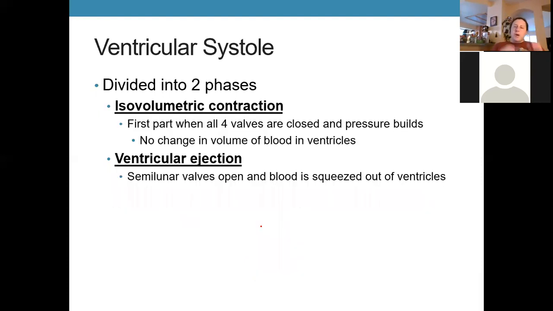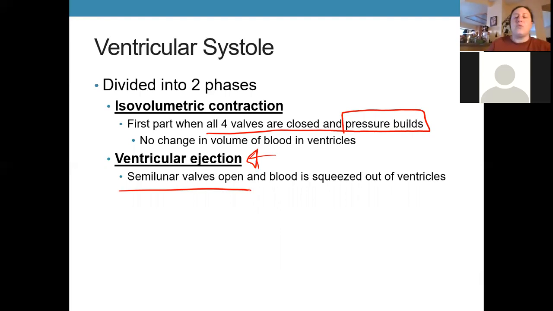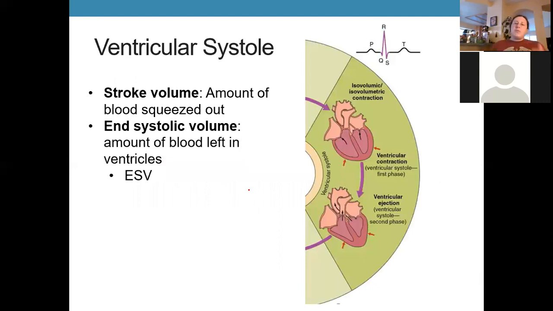So that gives us two parts to ventricular systole. Isovolumetric contraction is when all of the valves are closed and we're building up pressure, but we're not moving any blood. Ventricular ejection is the point at which the pressure in the ventricles exceeds the pressure in those arteries, and we open the valves and move blood through. The amount of blood that exits the ventricle during ventricular systole is called stroke volume. Where one pump of the heart is one stroke, this is stroke volume.